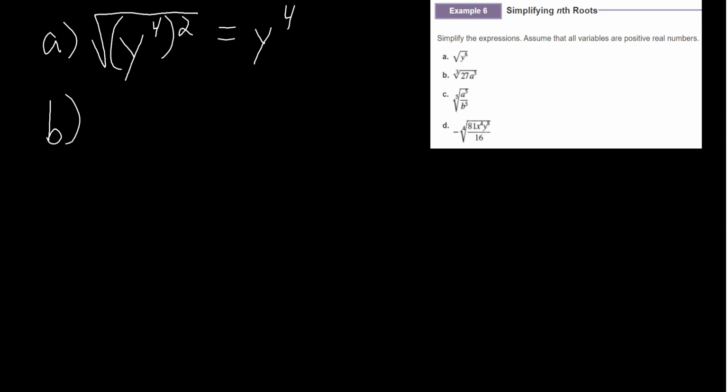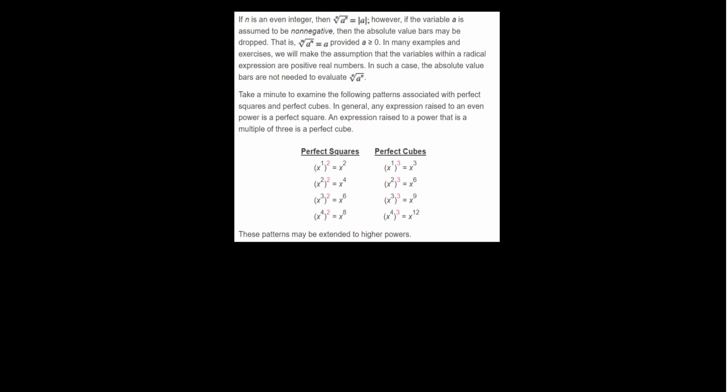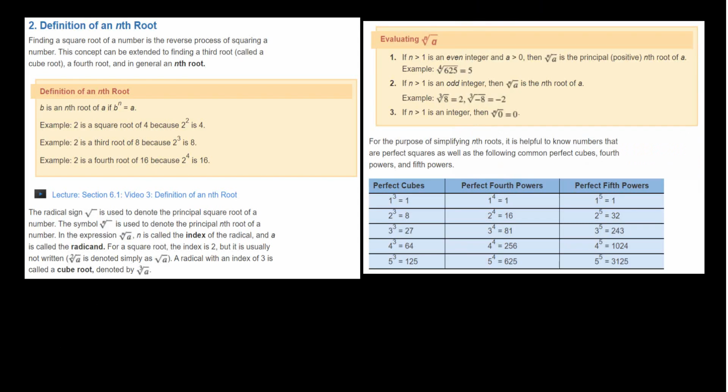B, one moment. Okay, all right, so B, we have the cube root of 27a cubed. Well, I know that my 27 is a perfect cube, right? Going back to this chart that I asked you to memorize. 3 cubed is equal to 27.